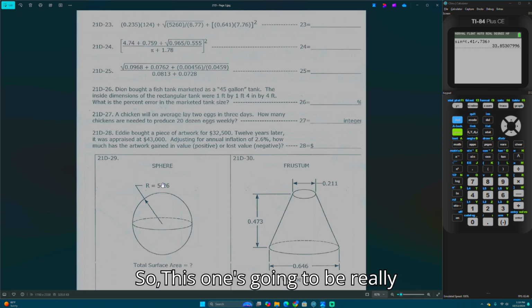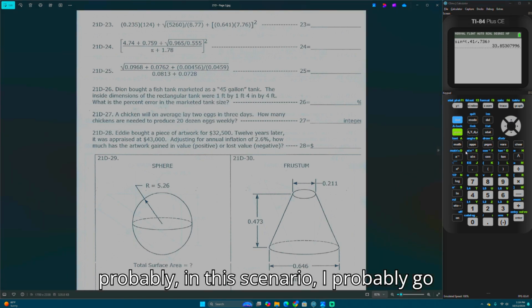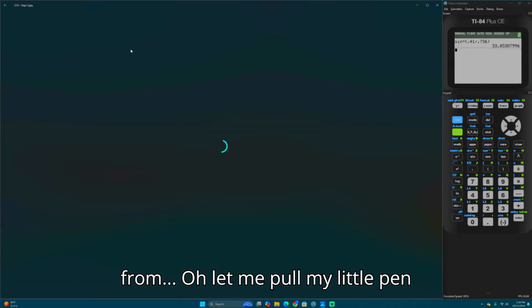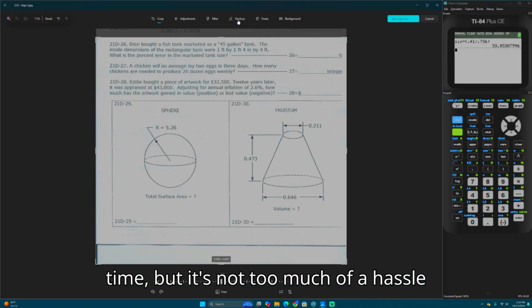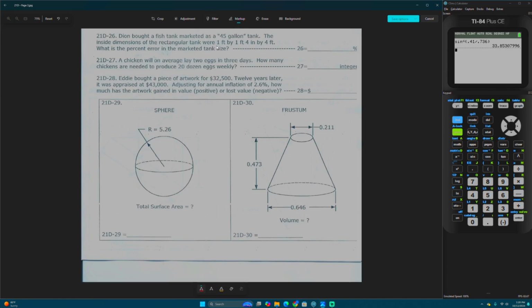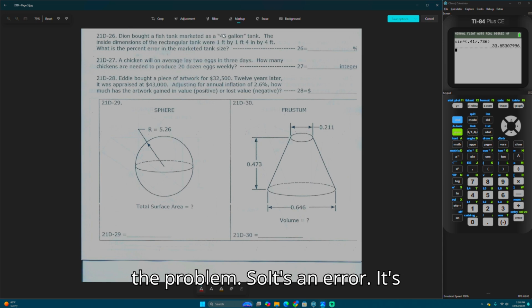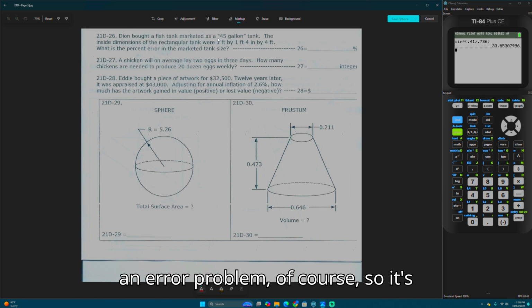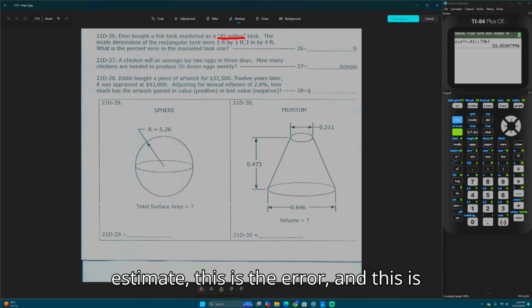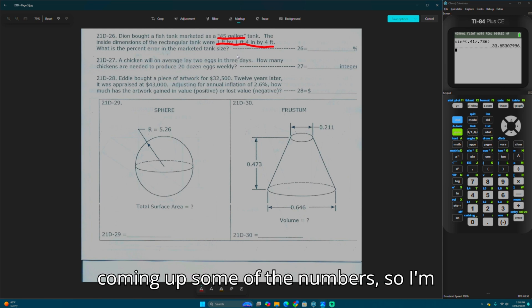So this one's going to be really handy using the side tools. So in this scenario, let me pull my little pen again. So I don't have to do this every time, but it's not too much of a hassle, luckily. So we have feet and we have gallons. Before I say that first, I should read the problem. So it's an error problem, of course. So it's marked as this. This is like the estimate, this is the error, and this is the actual, right? That's too thick. It's covering up some of the numbers, so I'm going to get rid of that.